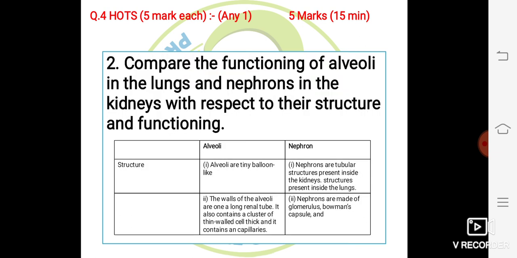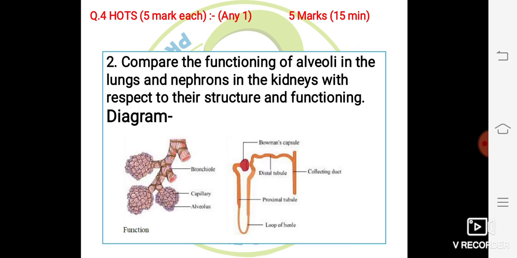Next you all had is comparing the functioning of alveoli in the lungs and nephron in the kidney. Two different parts, but how are they in structure? So first, with respect to the structure and function, so you only have to write about structure and functioning. So this is a tabular form. I have written about the structure. How is the structure of alveoli, how is the structure of nephron, and then I have shown the diagram of both the parts. The left one is alveoli and the right one is nephron.